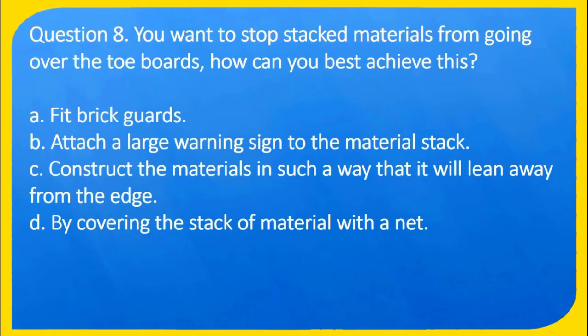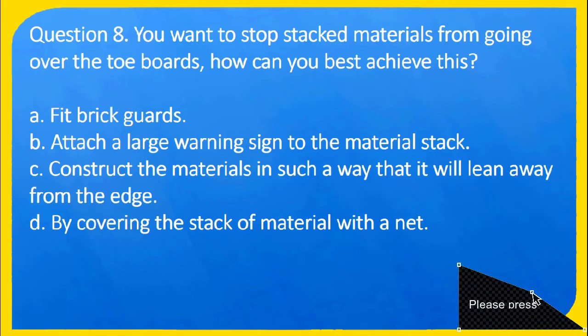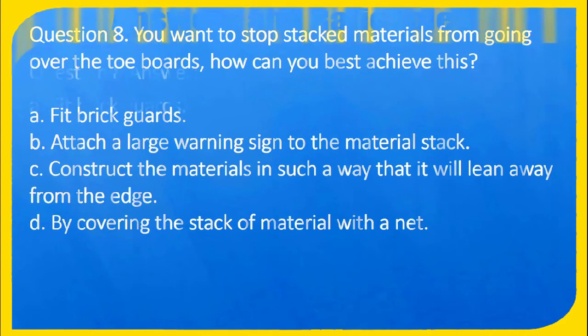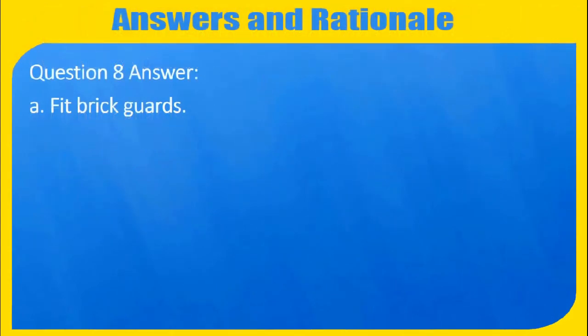Question 8. You want to stop stacked materials from going over the toe boards. How can you best achieve this? A. Fit brick guards. B. Attach a large warning sign to the material stack. C. Construct the materials in such a way that it will lean away from the edge. D. By covering the stack of material with a net. Question 8. Answer. A. Fit brick guards.